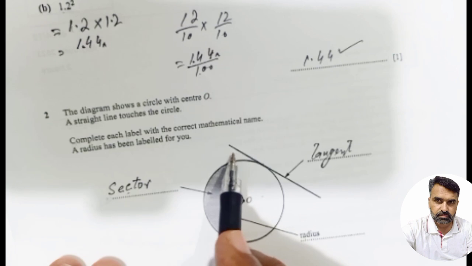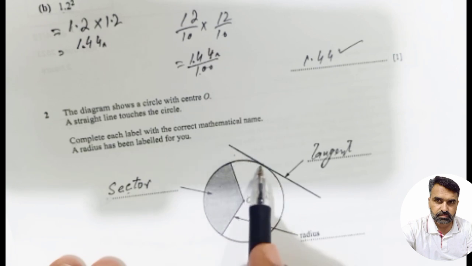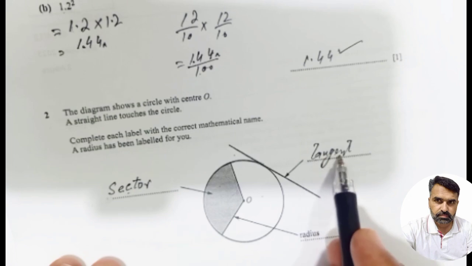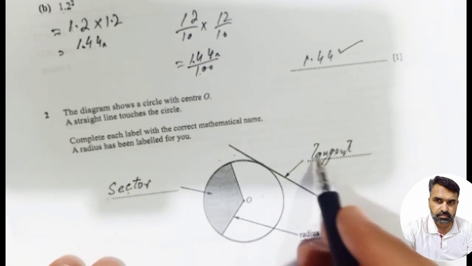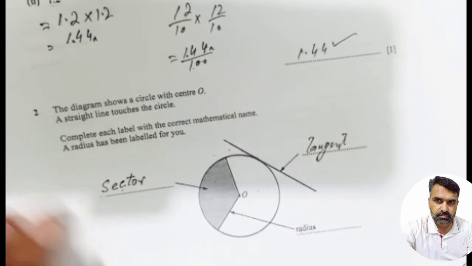And students, the line that passes the circle by touching only one point of the circle is called a tangent, and the line that passes through the circle by touching 2 points is called a secant. So here is no secant. I am just telling you the difference between tangent and secant. So it is a tangent and it is a sector.